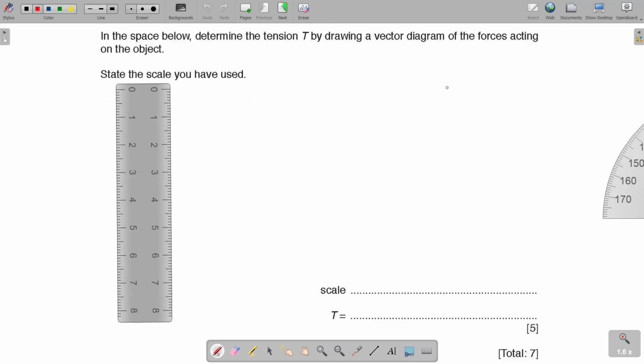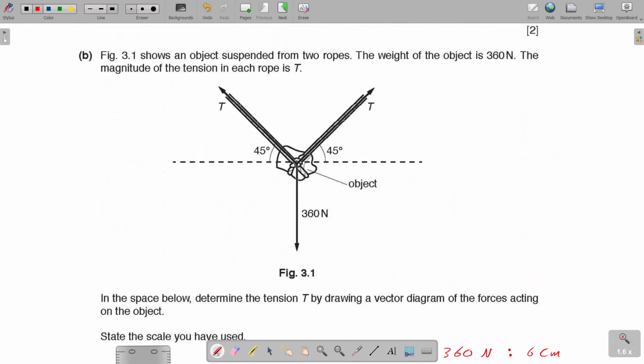So if we say that 360 newtons is equal to 6 centimeters, the scale would be how many newtons for 1 centimeter? So we divide 360 by 6, so that would be 60 newtons. So 1 centimeter is equal to 60 newtons. That is the scale. And for the shape of the forces, we have 360 must be equal to the resultant of the two tensions upwards. So this is 360 newtons.